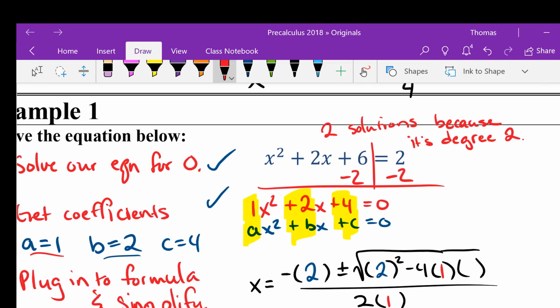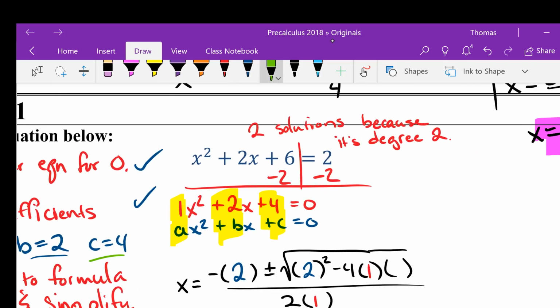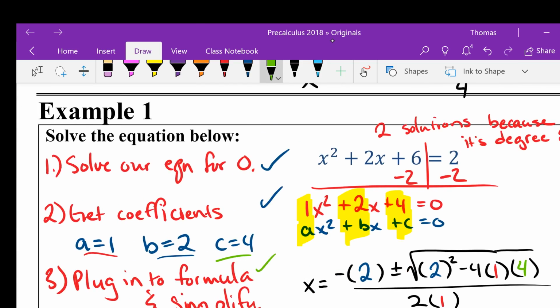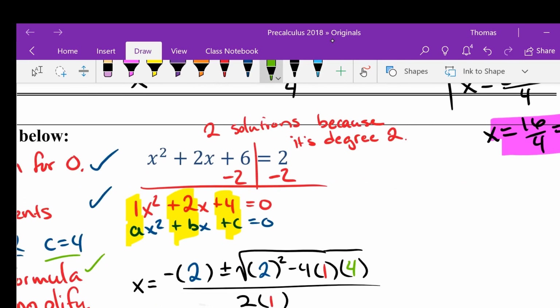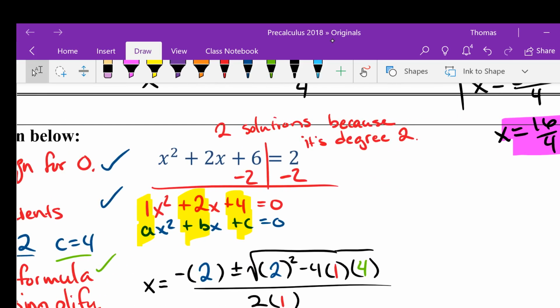There's 1. And there's a c. We'll do our c's in green. C is 4. Cool. So we've plugged all our numbers in. That first half done. Now we just have to simplify. All right. So again, if you want to pause the video, try and take a couple steps here to simplify this down, and then fast forward to make sure we agree.